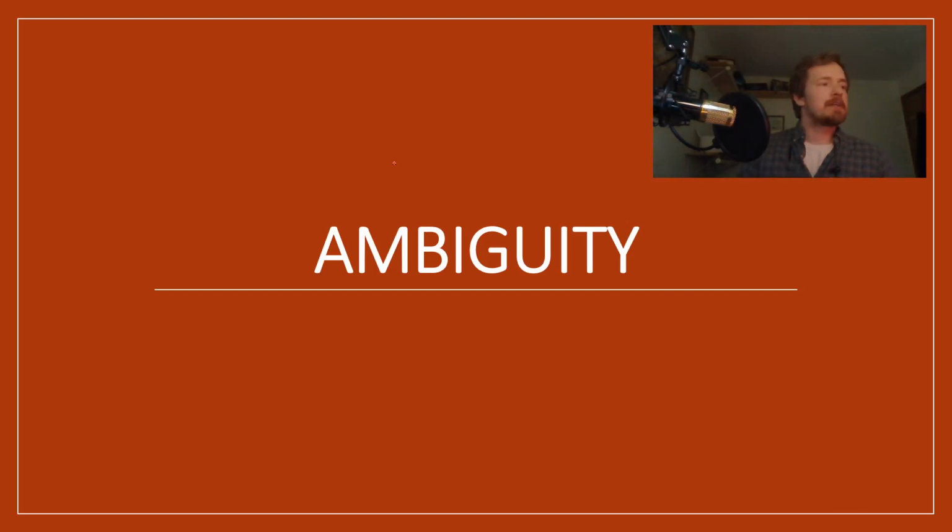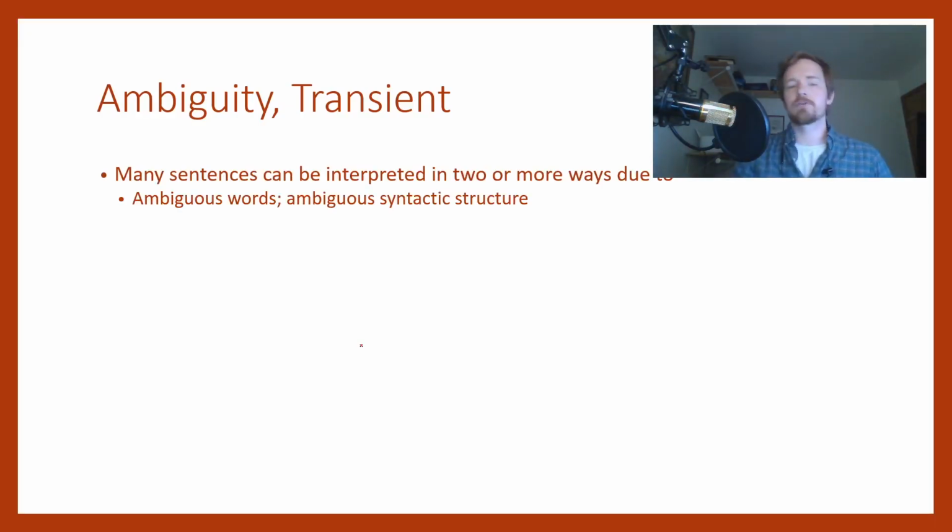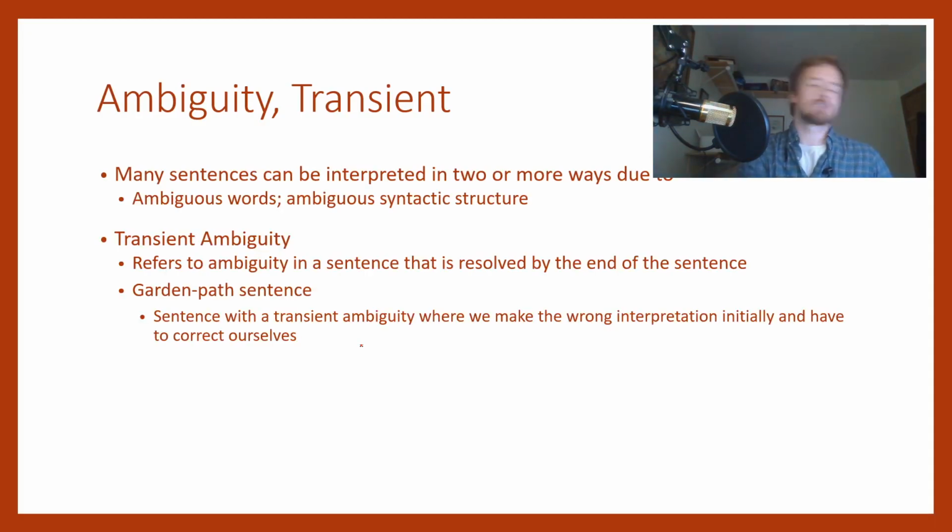So I've hinted that we're talking about ambiguity. Let's talk about ambiguity. There are a couple of different kinds of ambiguity that we're going to focus on. The first here is going to be transient ambiguity. The textbook talks about garden path sentences. Garden path sentences are any kind of sentence where you have something that is ambiguous, but it's cleared up by the time that sentence is over.